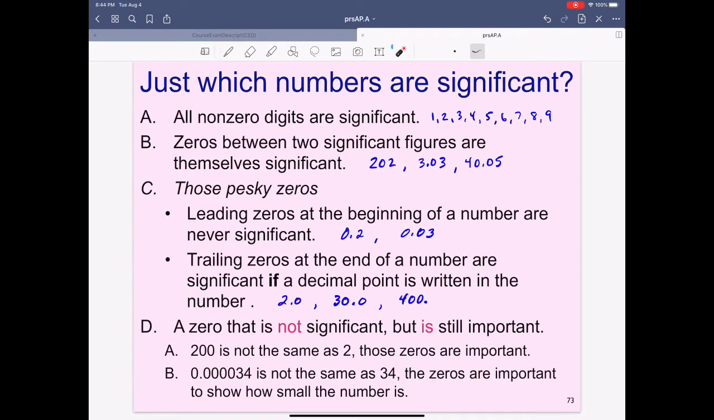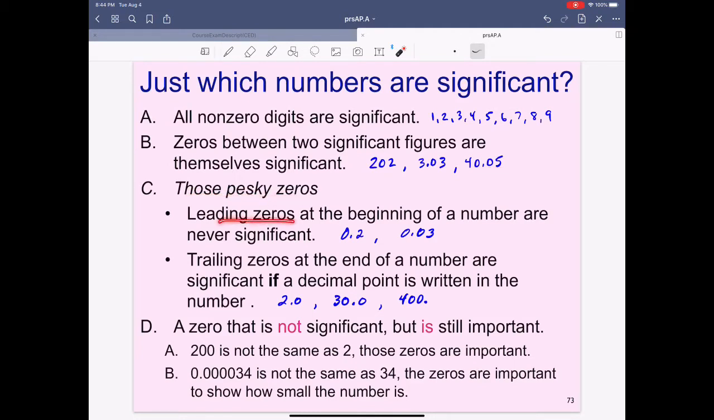Just which numbers are significant? All non-zeros, 1 through 9. Zeros wedged between two significant figures are significant. Say the 0 in 202, the 0 in this digit, and the 2 zeros also in that. The problem comes with zeros.